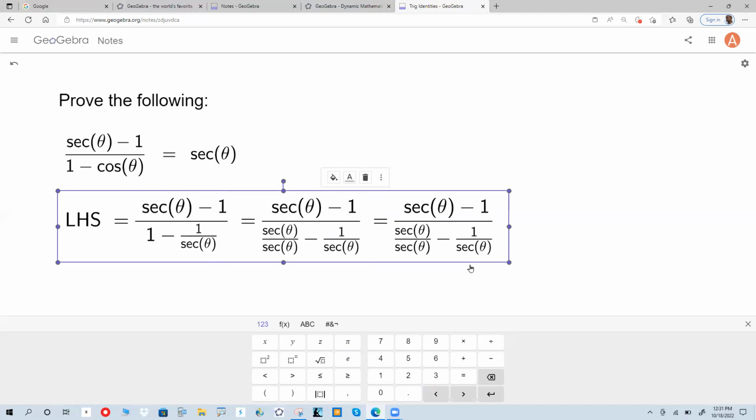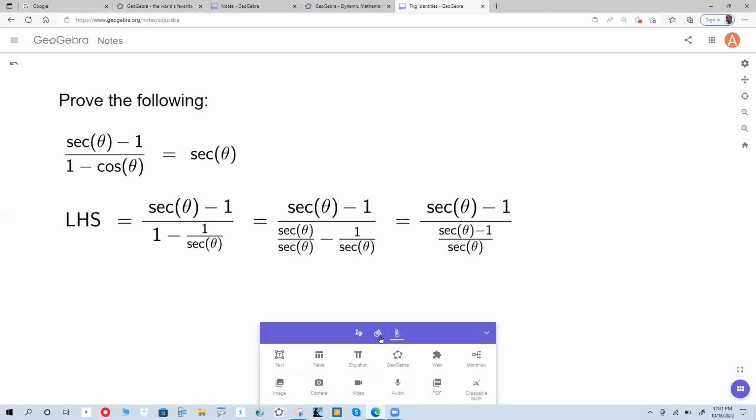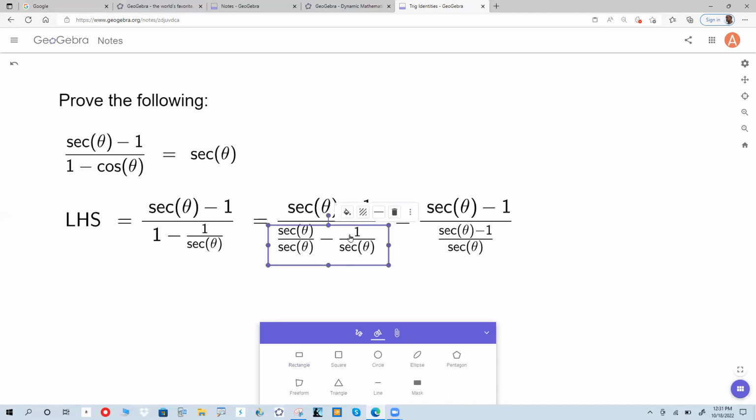Okay, now I can write on top secant theta minus 1. So basically, I subtracted the two fractions. What I did here, guys, is this. This is what I'm working on. Okay. This box turns into this box. I'm going to set that aside.